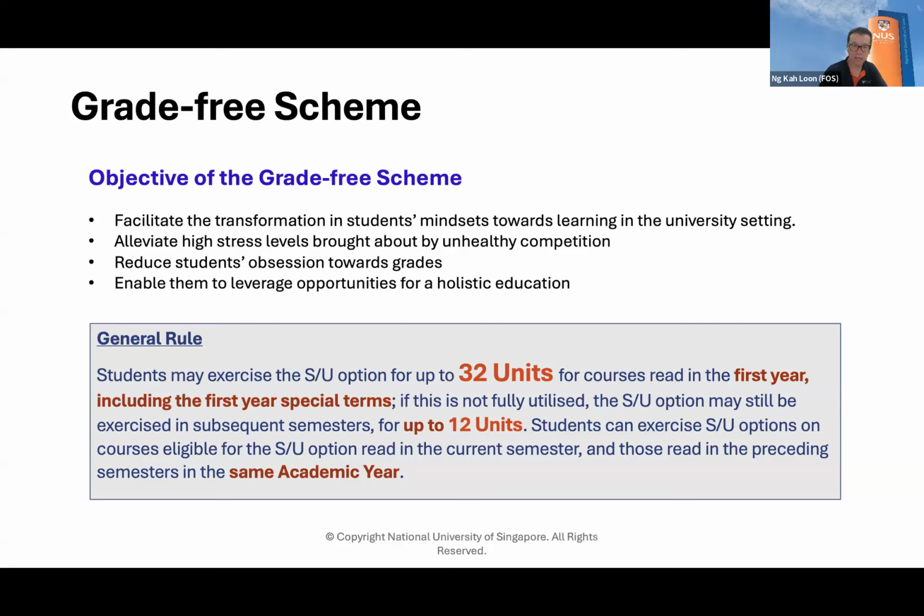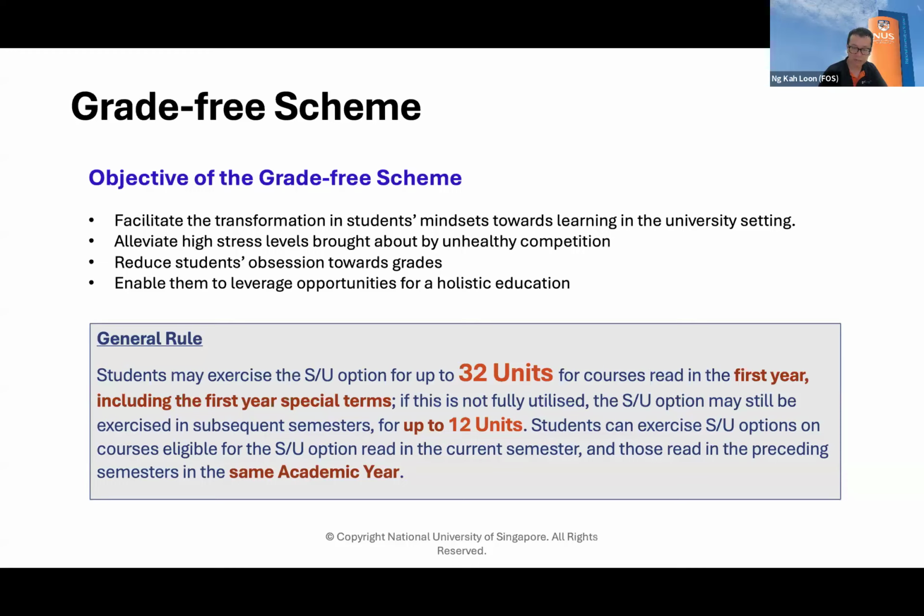You can exercise up to 20 units of such options on eligible courses to convert a letter grade into a pass or fail grade. A pass grade in this case would be an S grade, short for satisfactory, where you will earn the units, but the grade is not factored into the computation of a GPA. Up to 12 units can actually be utilized beyond your first year of study.